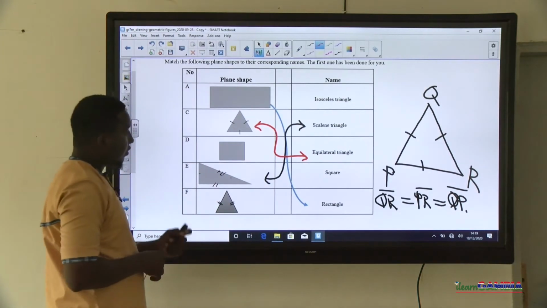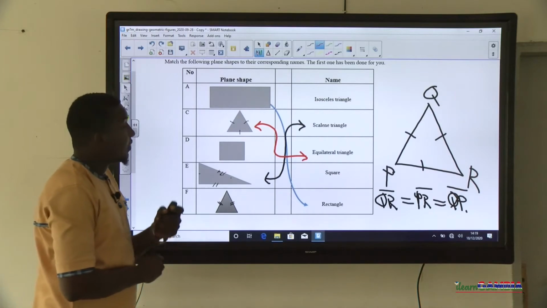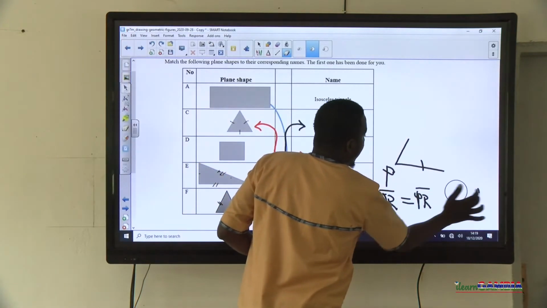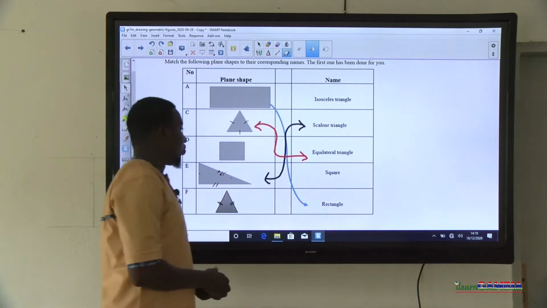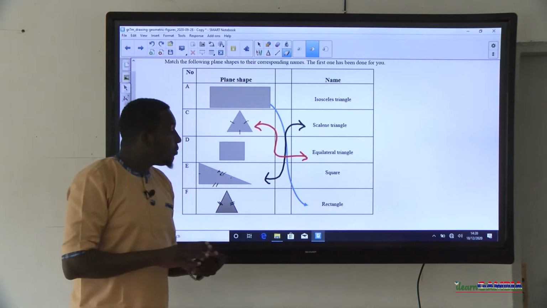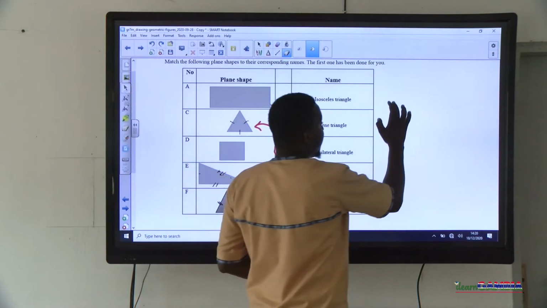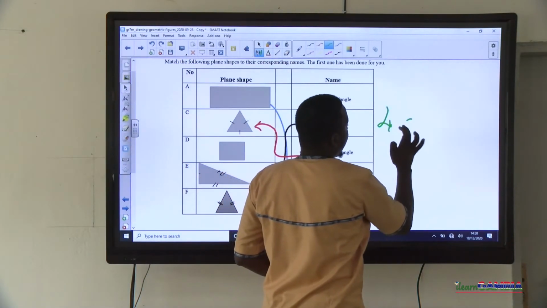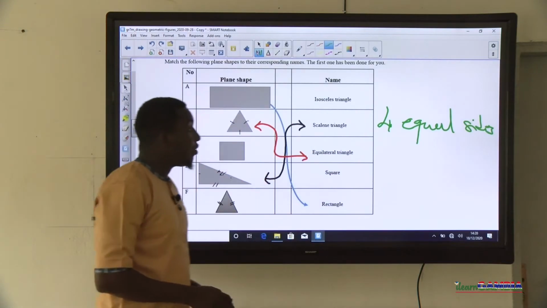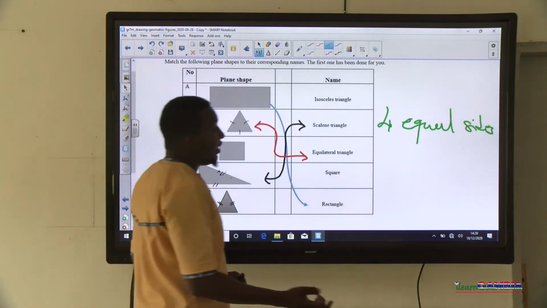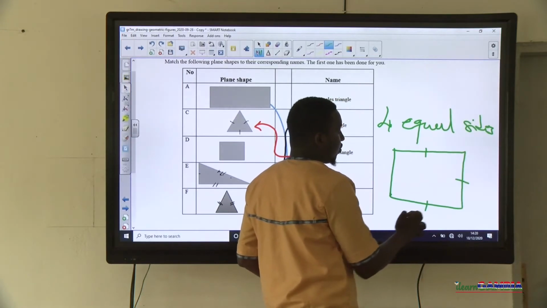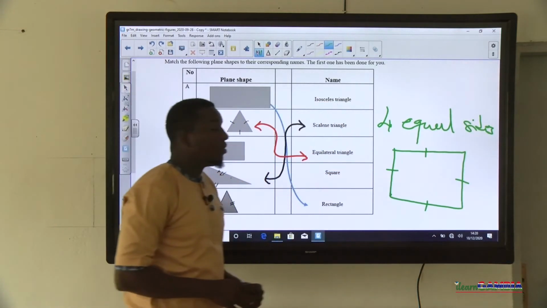From there, we look at the fourth one, which is a square. Yesterday we discussed squares. Now I want to know which one among these plane shapes is a square. And what did we say about squares? We said squares are plane shapes that have 4 equal sides, and they also have 4 equal angles. So if you are going to draw that, it means a square will look like this. This side and this side must be equal, which is also going to be equal to the 3rd side, and is going to be equal to the 4th side.